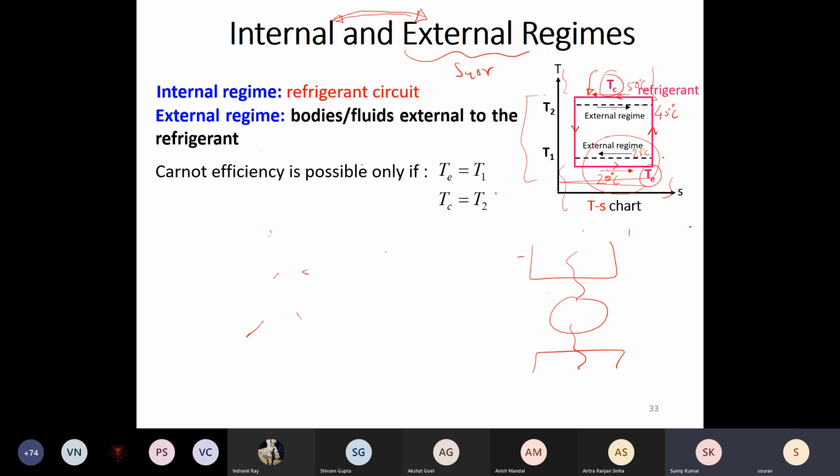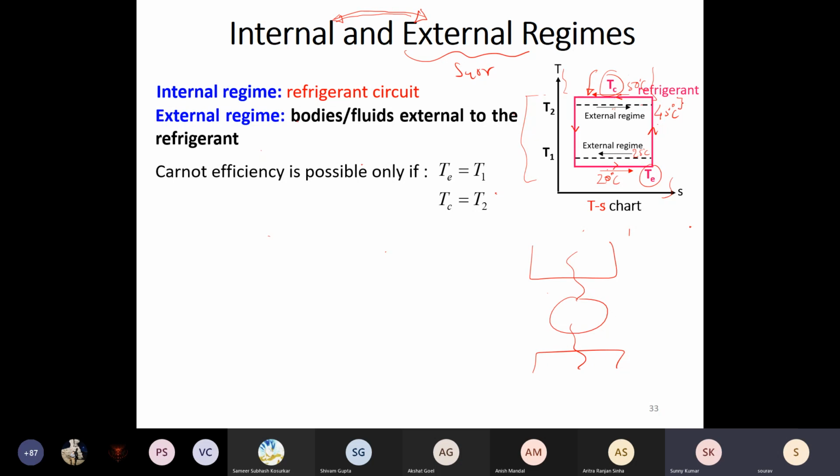Now in this configuration, can I call this cycle a Carnot cycle? The processes are what Carnot says, isothermal and isentropic. But is it truly a Carnot cycle? No. Why do you say so? Because the temperatures of the heat sinks and the process should be the same. Should be the same. Very good.